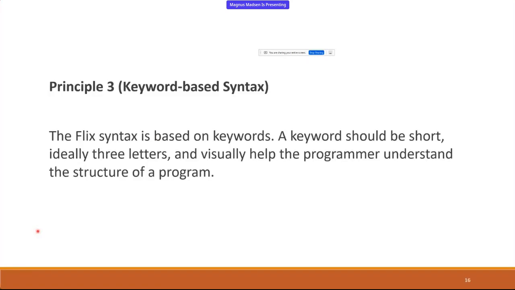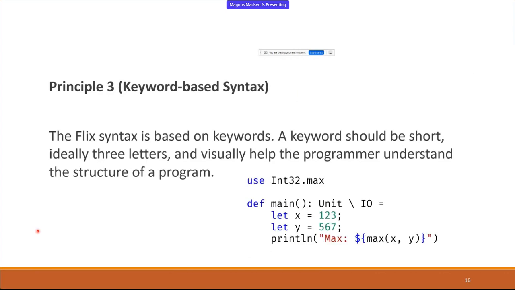So the first one is principle 3, keyword-based syntax. So this principle says that the syntax should be keyword-based. So that means we should have words, and ideally there would be 3 letters to make sure that the programs look well aligned. So I'm just taking an example here. So in this small program, we have the use keyword, the def keyword, and the let keyword, and they're all 3 characters. So that means we get a sort of nice alignment when you format the program.